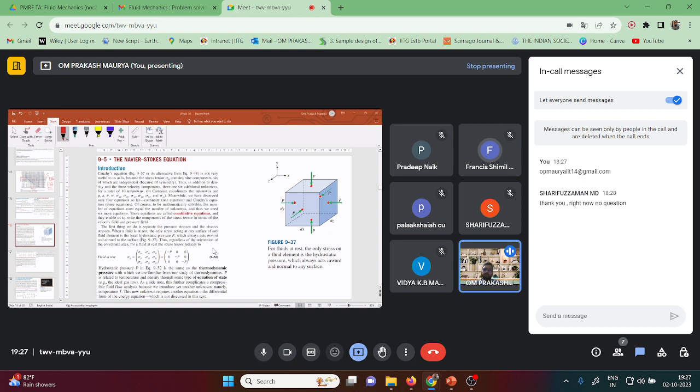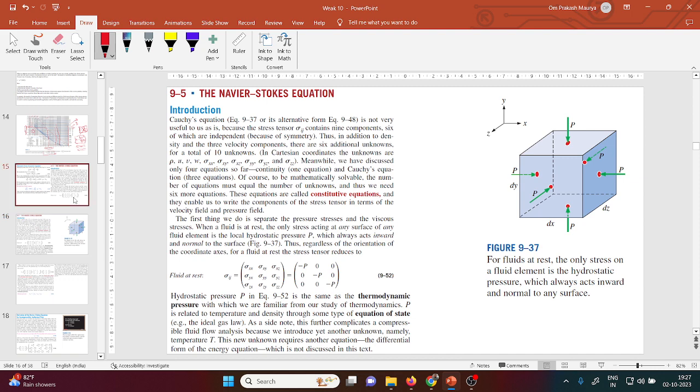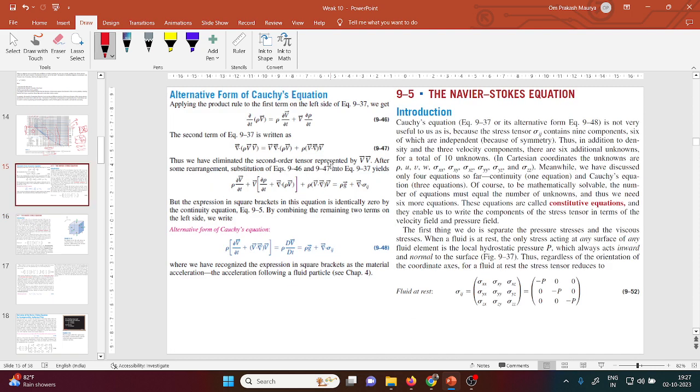So we'll start the Navier-Stokes equation. We have had a lot of discussion on the queries from Francis and the other students. In the previous classes we covered the Cauchy's equations, but what the Navier-Stokes equation is going to deal with is this: in the Cauchy's equation, if you see equation 937, which I covered in the previous classes, just for your reference this alternative form of equation 948 is written here.